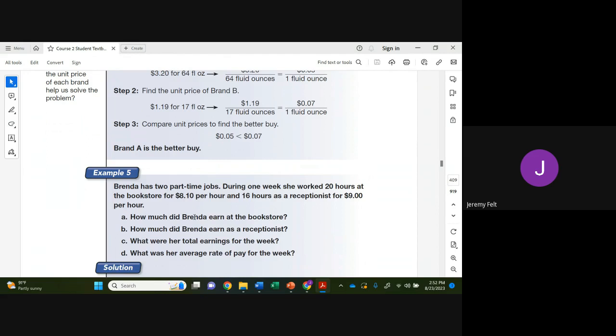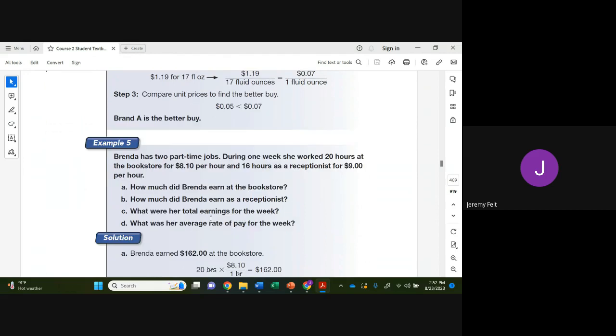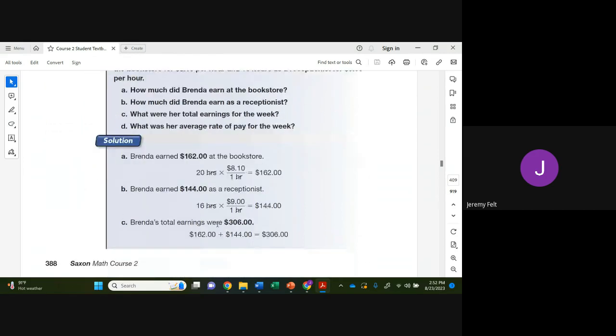And then what was her average rate of pay for the week? Combining both jobs, she earned $306, divided by 20 plus 16, she worked 36 hours, so $8.50 would be her average rate of pay.